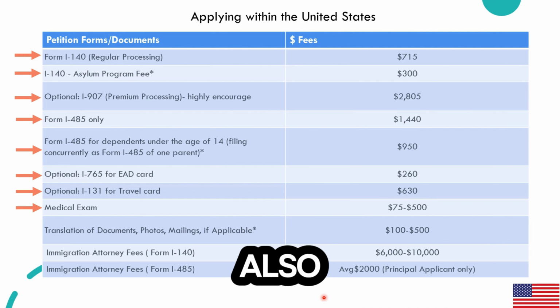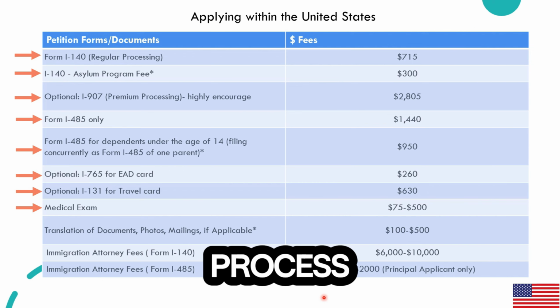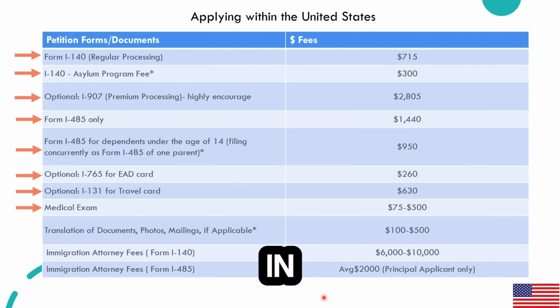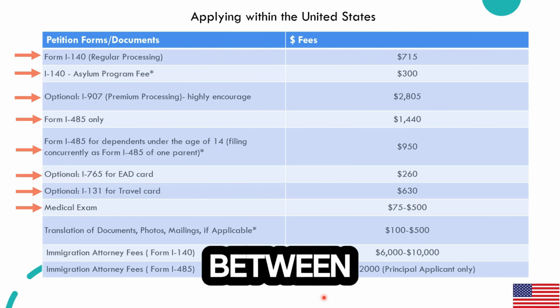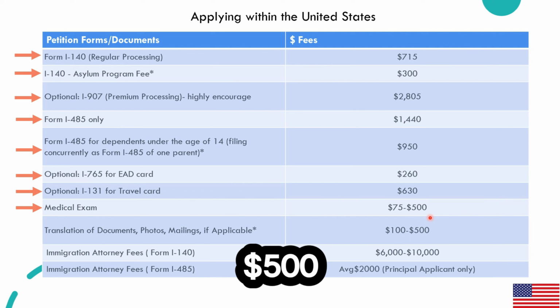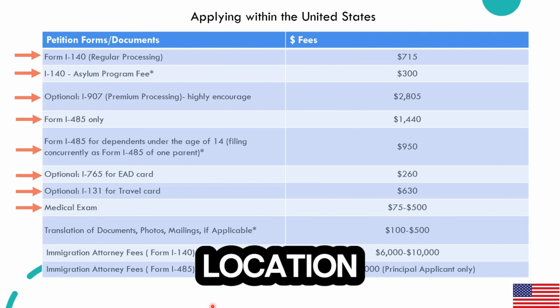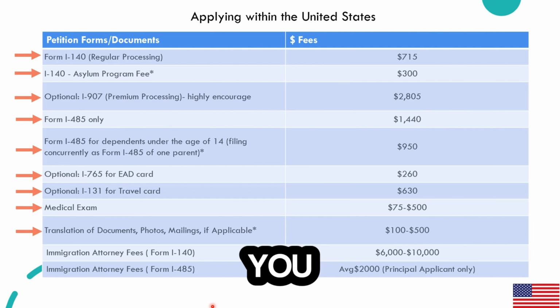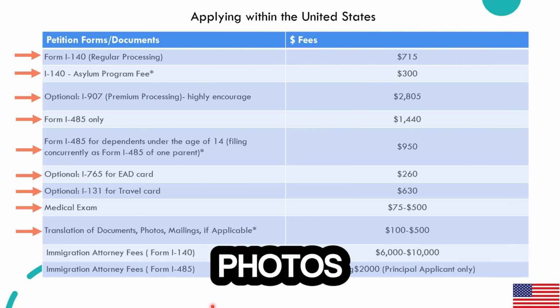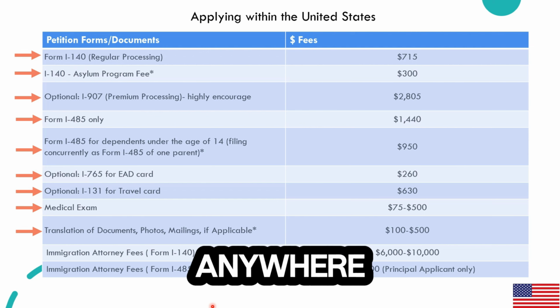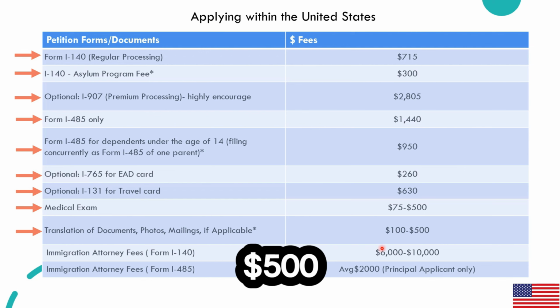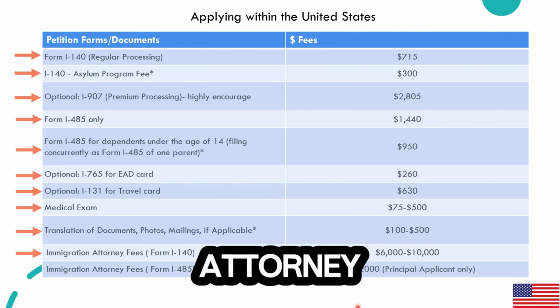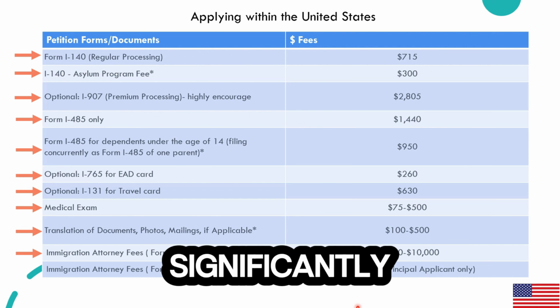A medical exam is also required for the adjustment of status process. The cost of medical exams in the US can range anywhere between $75 to $500, depending on the provider and your location. If your documents are not in English, you will need to have them translated. And the cost of translation and even taking photos and the mailings can range anywhere between $100 to $500. Lastly, if you choose to hire an immigration attorney, the fees can vary significantly.